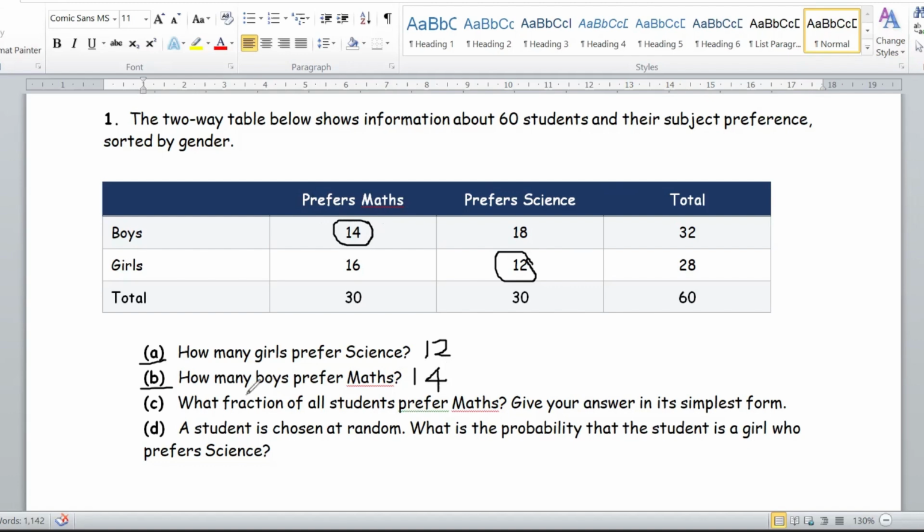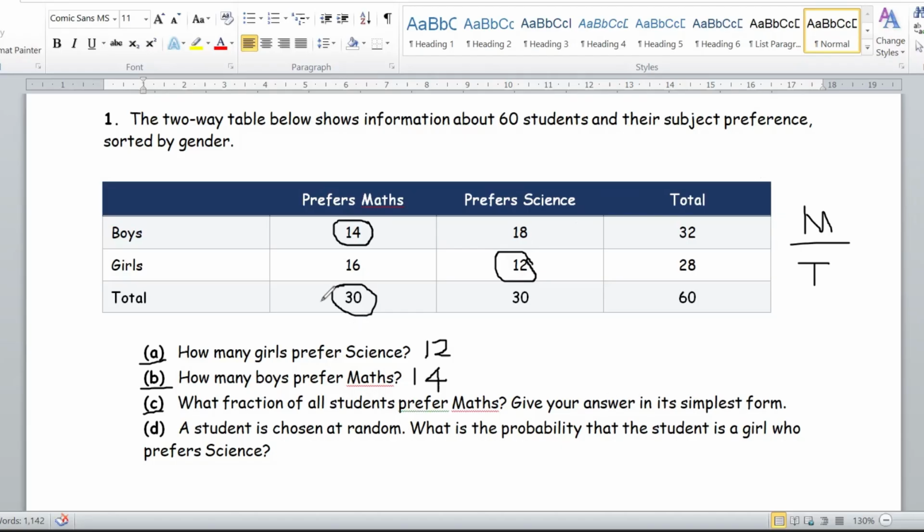The next one is question C. It says, what fraction of all students prefer maths? Fraction of all students. This is the total number of students that prefer maths. So I would have a fraction which would be those that prefer maths over the total number of students. That should be the answer for question C.